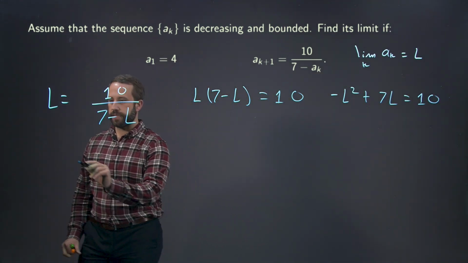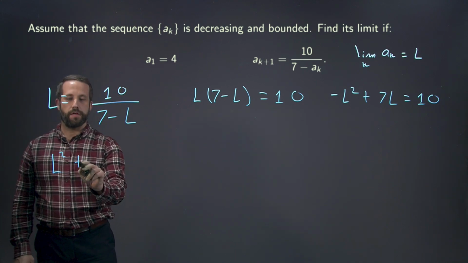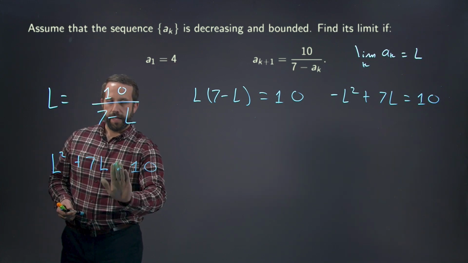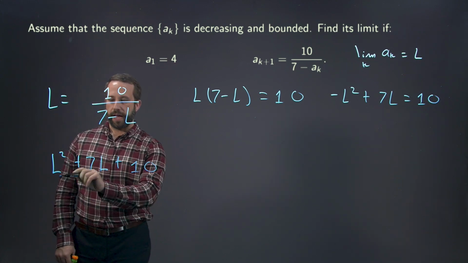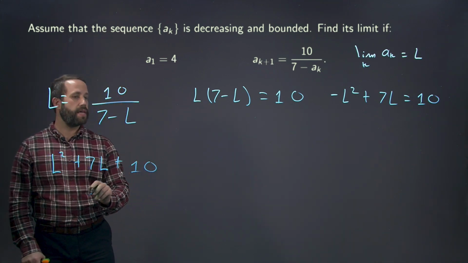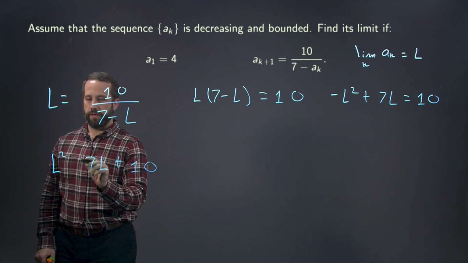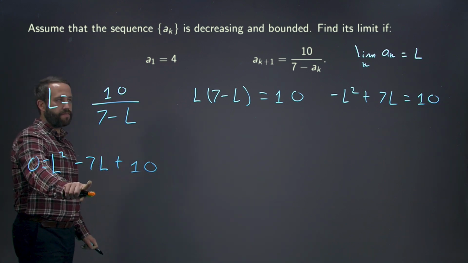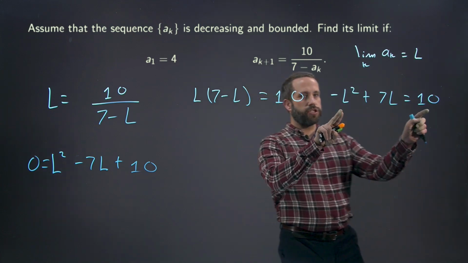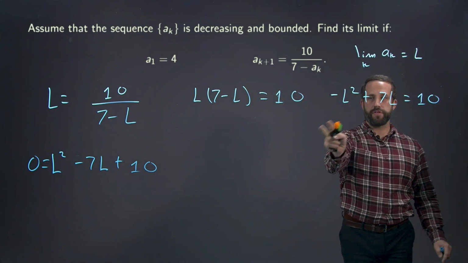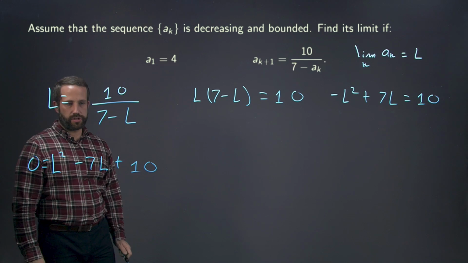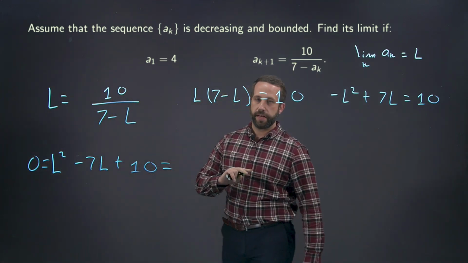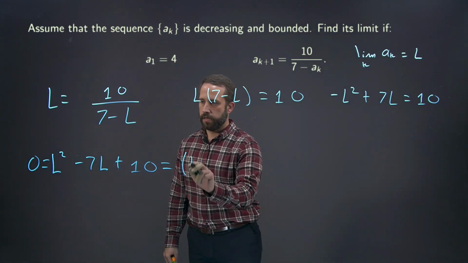Or if I rearrange, I just added L squared and subtracted 7L from both sides, so 0 is equal to L squared minus 7L plus 10. Okay, and so now I want to solve this for L. So you do this however you want to. I'm going to do it via completing the square, which is equivalent to using the quadratic formula.